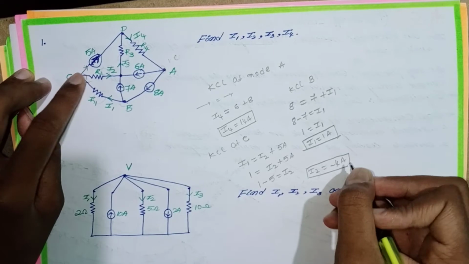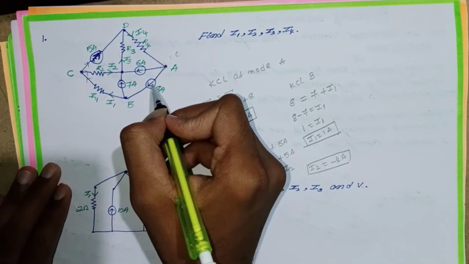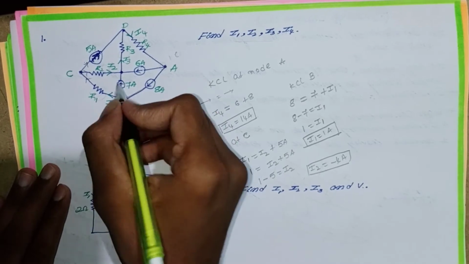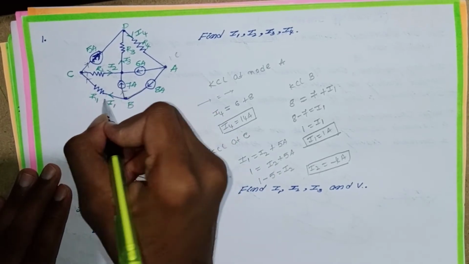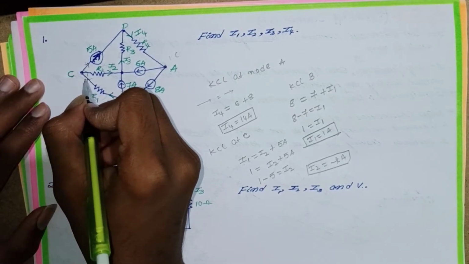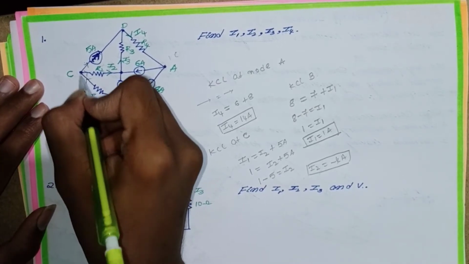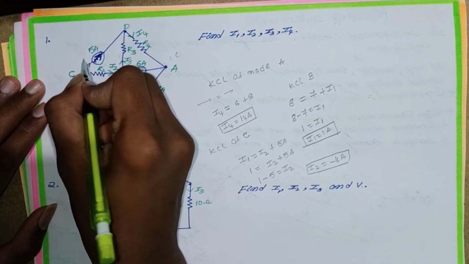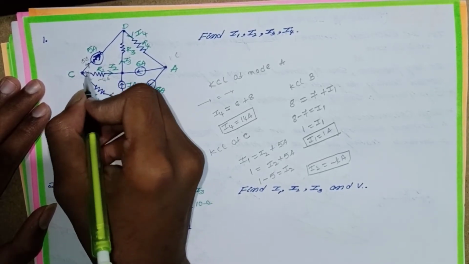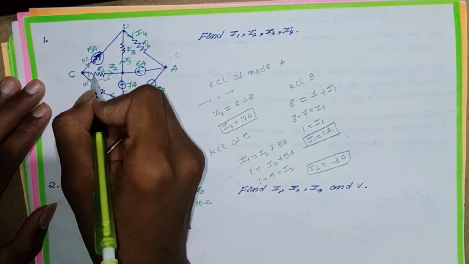This is my answer. I will check. 8 ampere from this side divides into 7 ampere and 1 ampere. This is true. Then I move on to this node. This is 1 ampere, this is 5 ampere, and this is minus 4 ampere. This is also true.